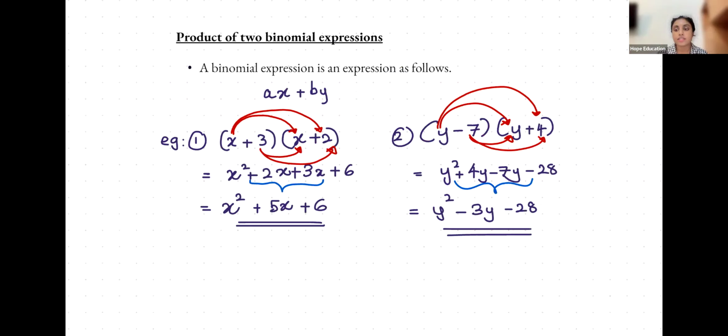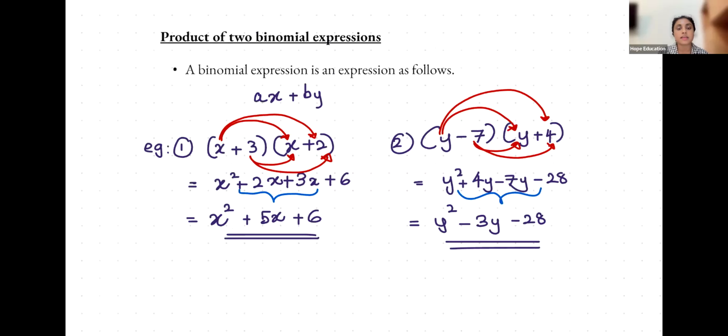Okay, let me quickly write this. Quickly write, put the topic, write the point, and then the two examples, then we will discuss more examples. Quickly write these examples.